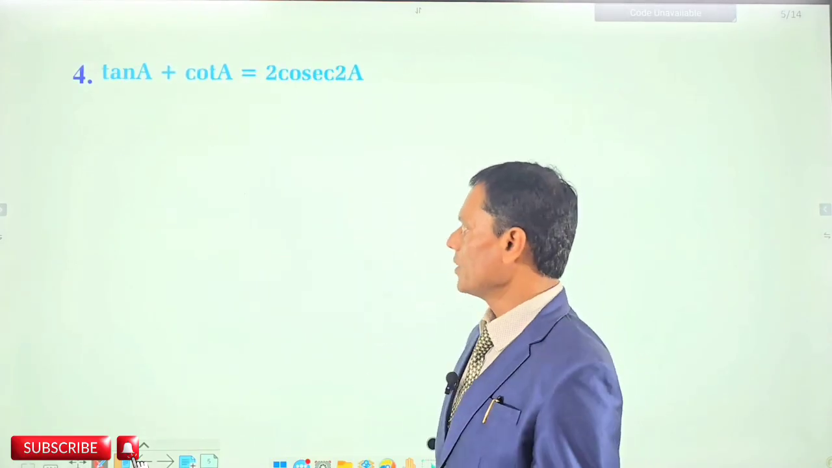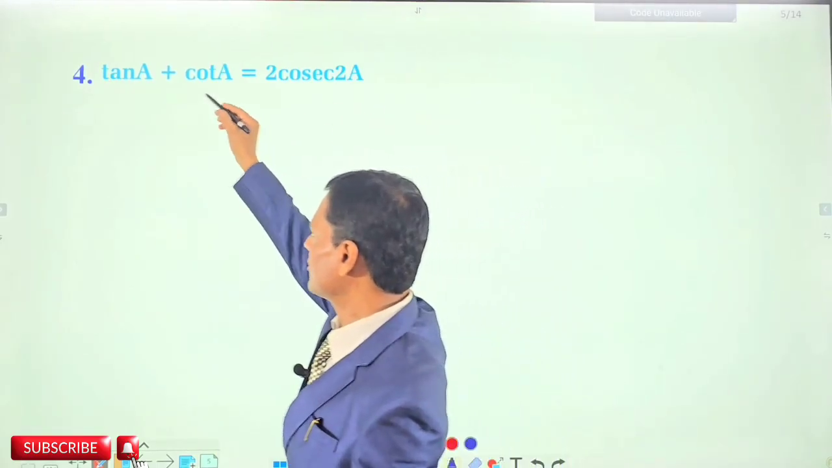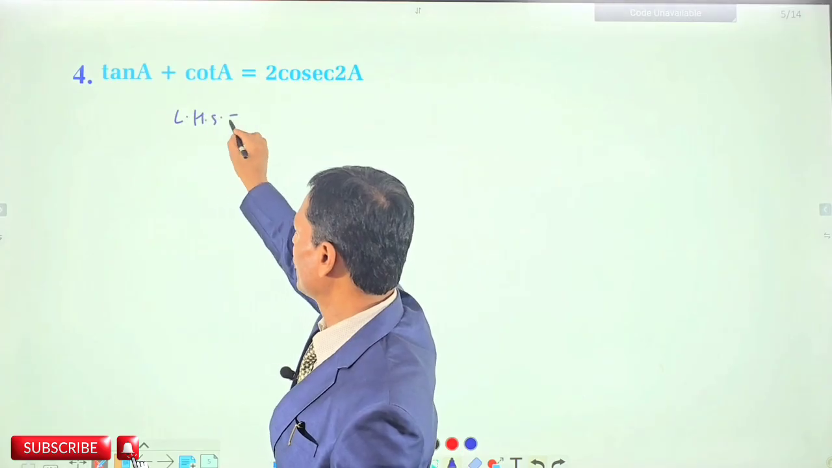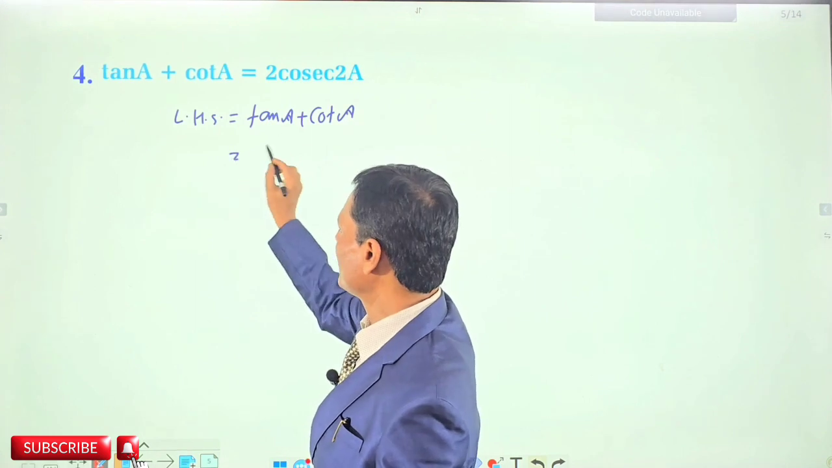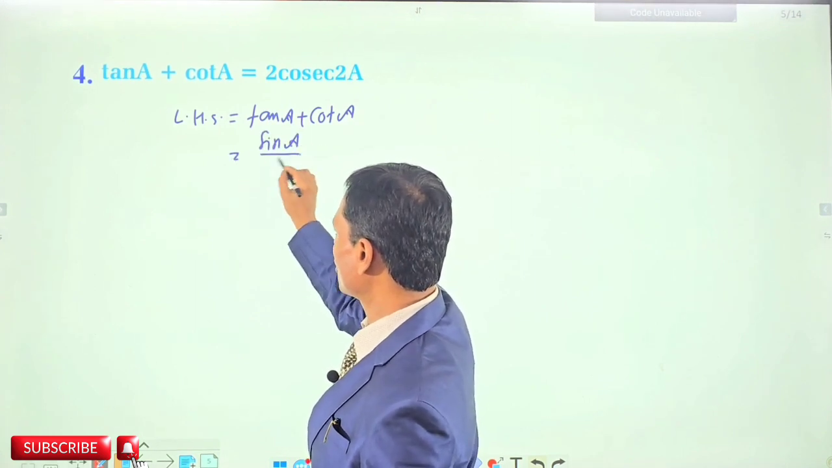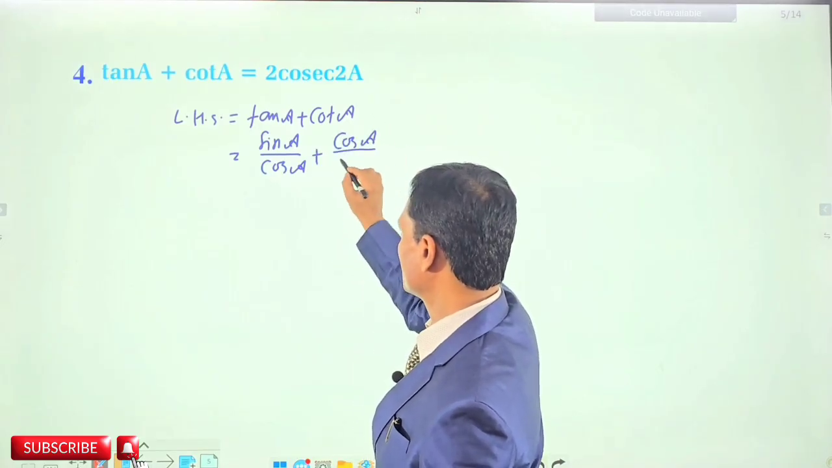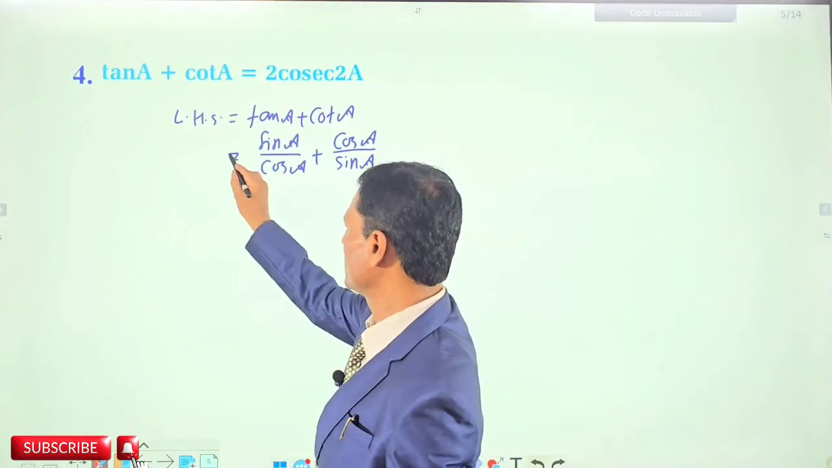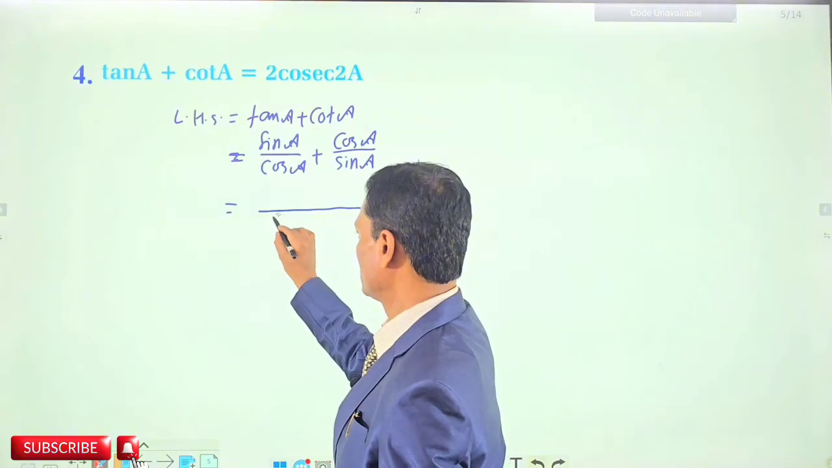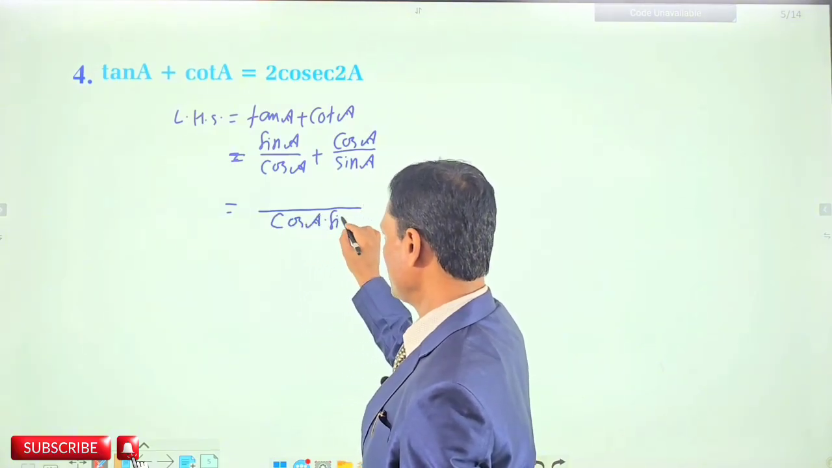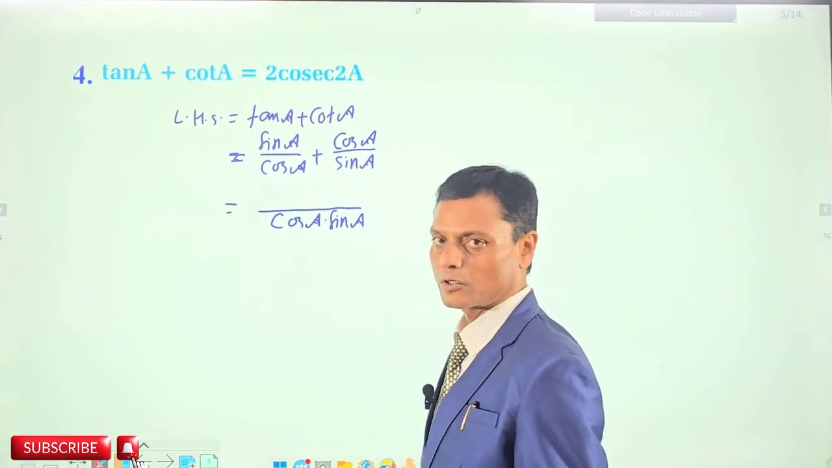Another identity we have here: tan a plus cot a equals 2 cosec 2a. So let's choose the left hand side. Left hand side we have tan a plus cot a. Now tan a equals sin a over cos a, and cot a equals cos a over sin a, isn't it? Now the LCM of sin a and cos a is cos a dot sin a. So we know the simplification of the ratio, right?